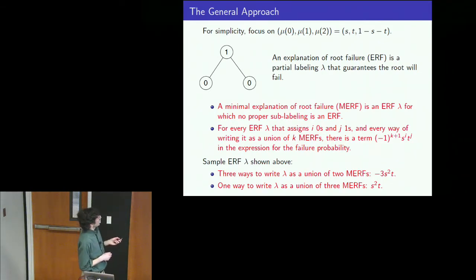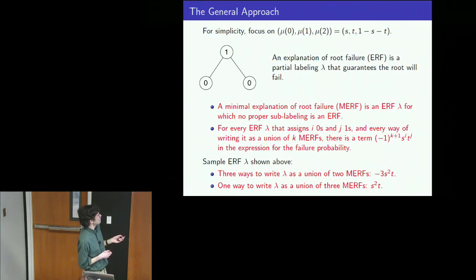OK, so we're thinking in terms of events that kill the root node. And so I'll call that an explanation of root failure, or an ERF. It's a partial labeling. I'm going to label the nodes that get the non-default threshold. Right? So I'm going to have a 0, 1 labeling, or in general, 0 up to h minus 1. I'm not going to put down the h's. So that's the sense in which it is a partial labeling. I say where all the low thresholds go. That guarantees the root will fail no matter how I extend the labeling.